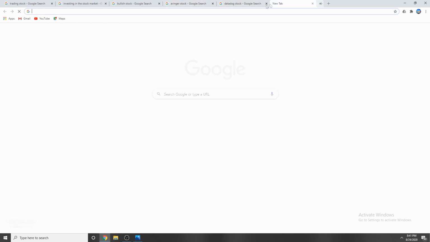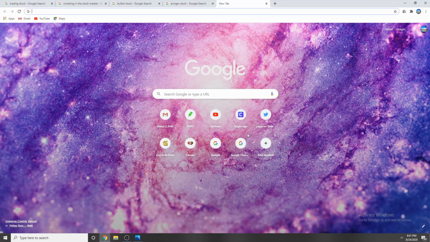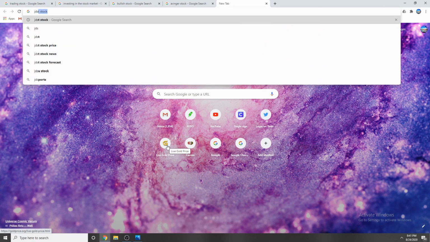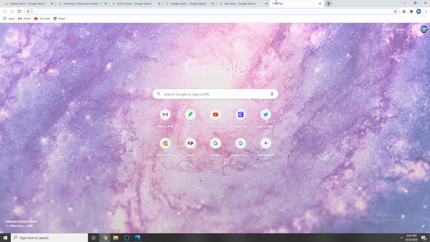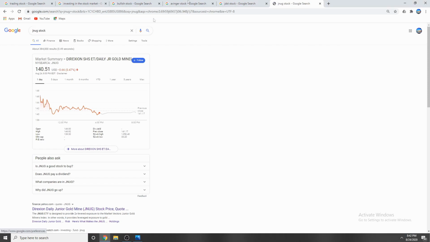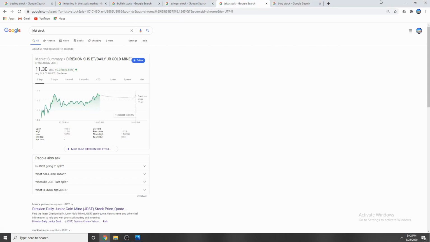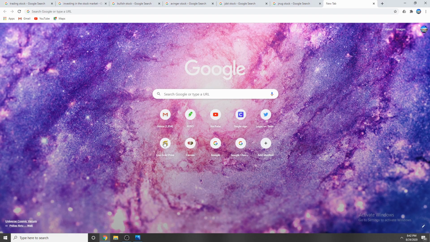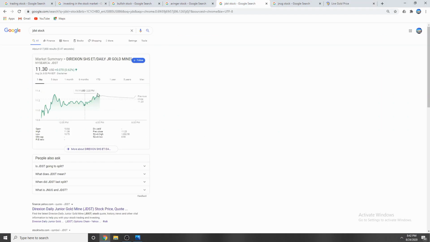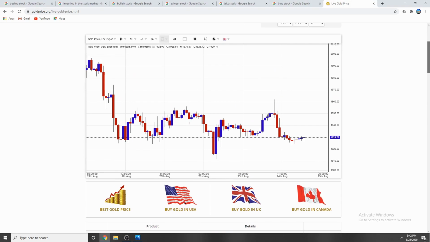Also, please know how to research. Let's say we have JDST and then JNUG. These go based on the price of gold. So let's say you want to buy into JDST just because it's going up, and you're like, oh, let me make money, but then you don't check the price of gold, and you don't know what you're doing.